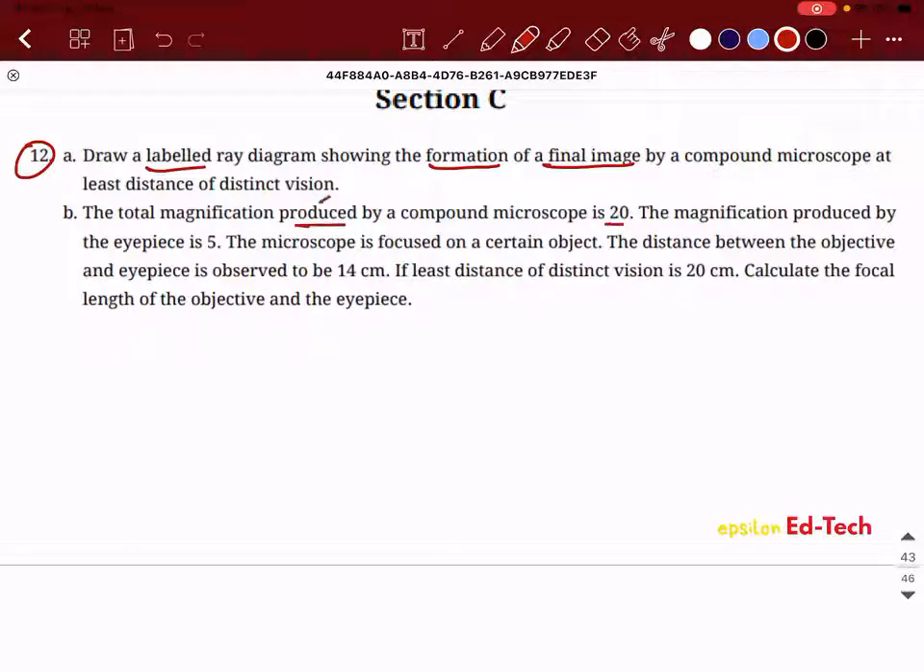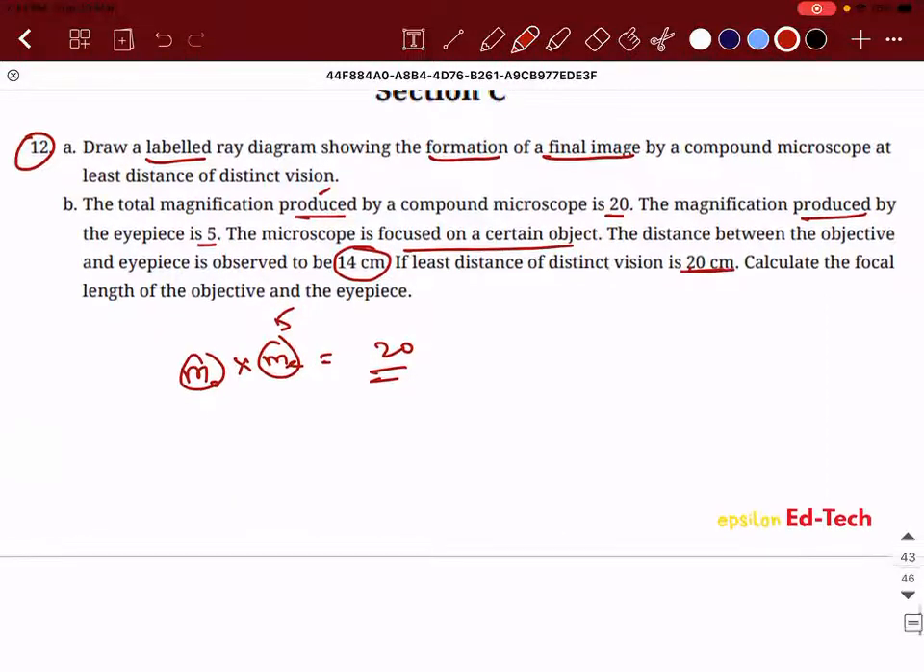So what do you mean by total magnification? So magnification produced due to objective into magnification produced due to eyepiece is 20. The magnification produced by the eyepiece is 5. The microscope is focused on a certain object. The distance between the objective and the eyepiece is found to be 14 centimeter. If the least distance of distinct vision is 20 centimeter, calculate the focal length of the objective and the eyepiece.